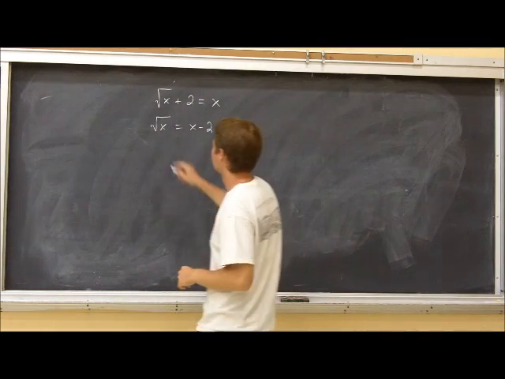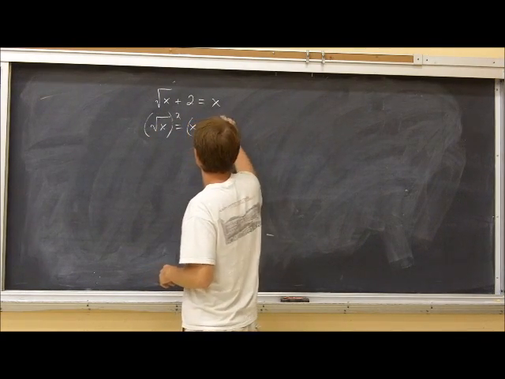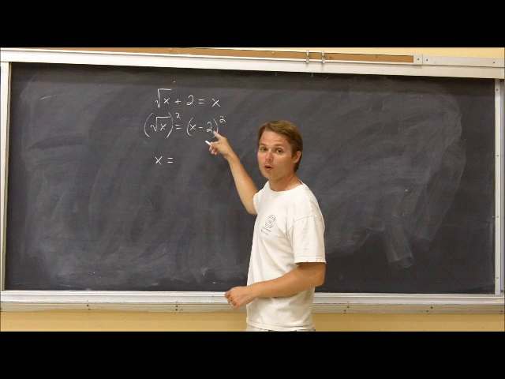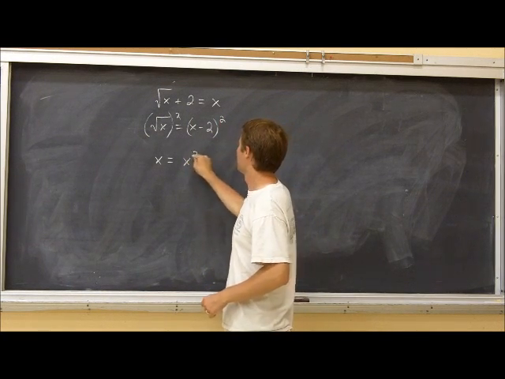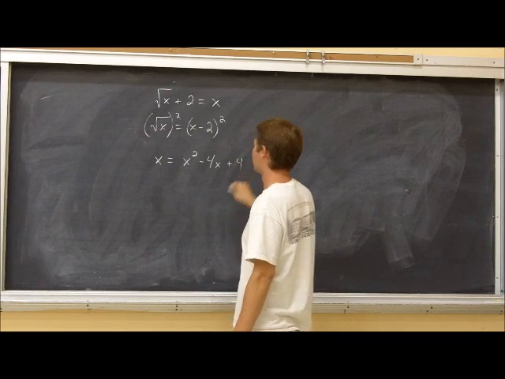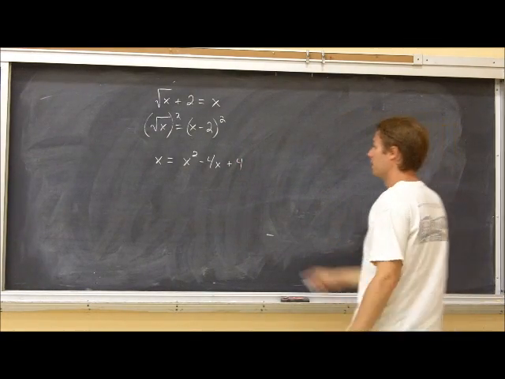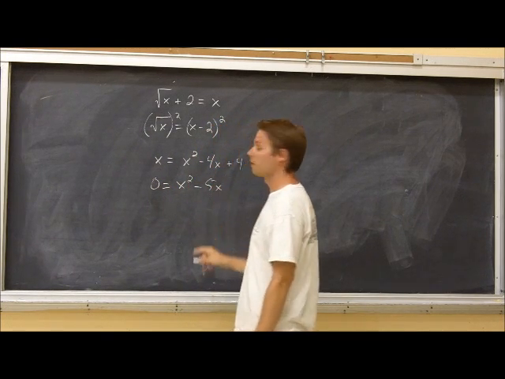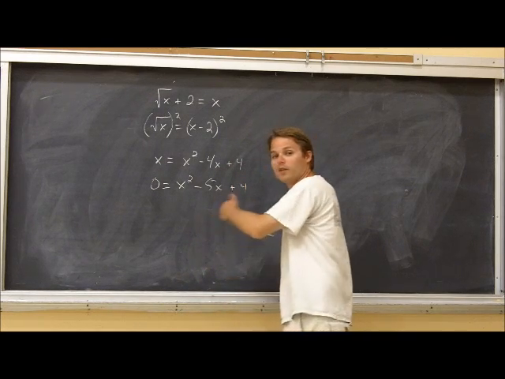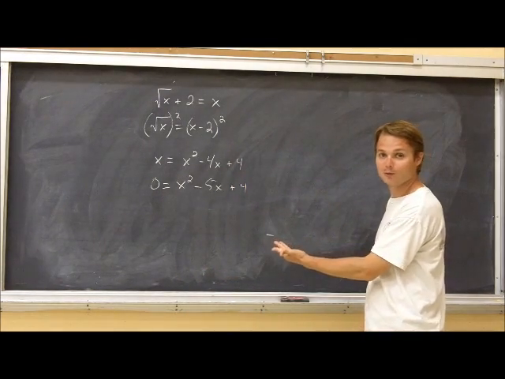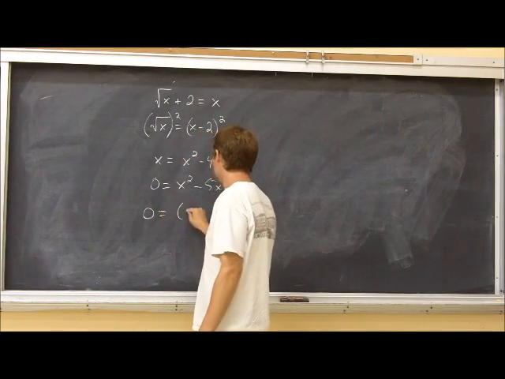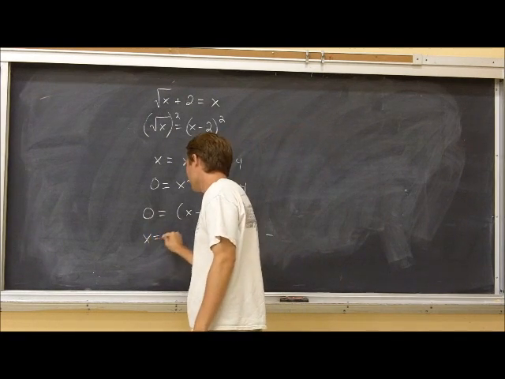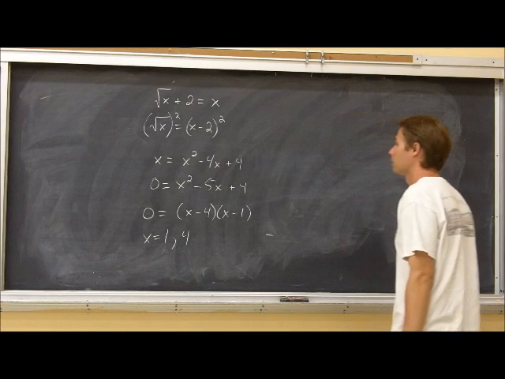So now that I have this isolated, I can go through and square both sides. And then the square and the square root cancel out, and I'll just get x here. And then I have to FOIL this, x minus 2 squared. Now I'm getting x squared minus 4x plus 4. Then I can subtract over my x, and I'll get x squared minus 5x plus 4. This is a quadratic equation now, so I need to factor it. And this will actually factor into x minus 4 times x minus 1. So I get two answers here, x equals 1 and x equals 4.